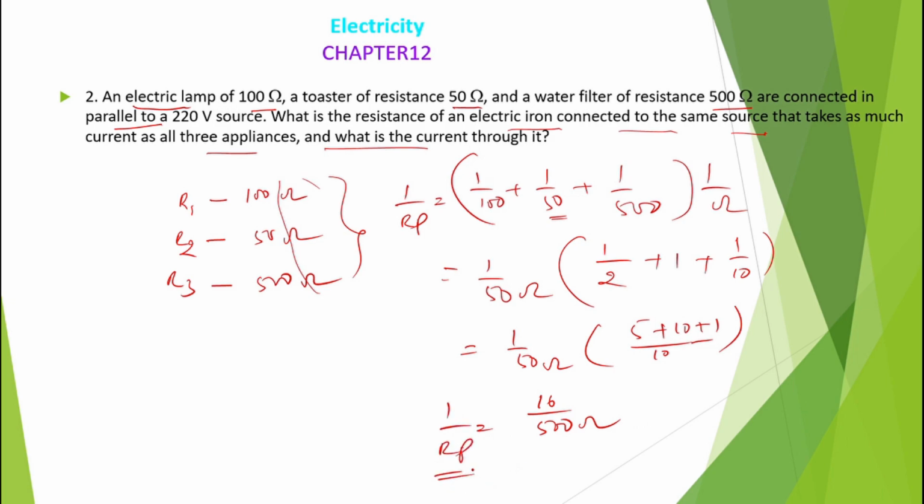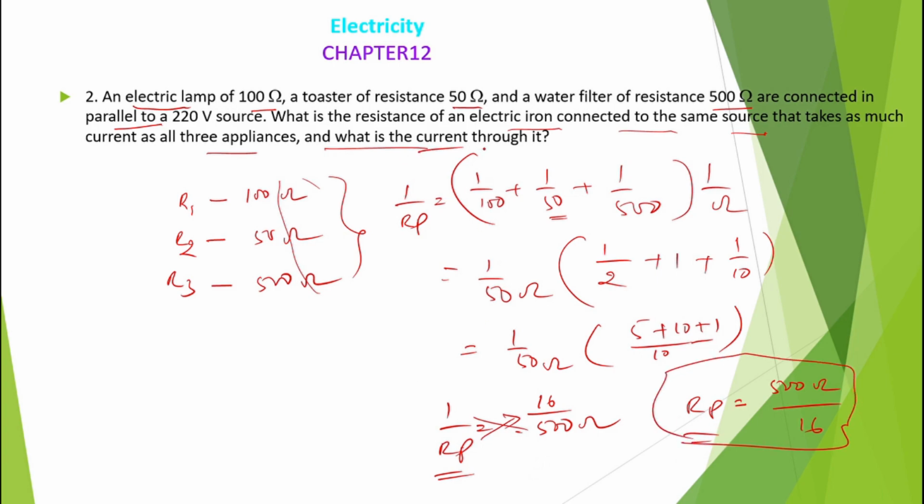We want Rp. That means you can just cross multiply, or just invert it. So Rp is equal to 500 ohm divided by 16. So we got R. This is the value of R.